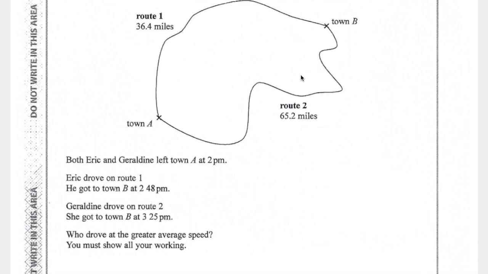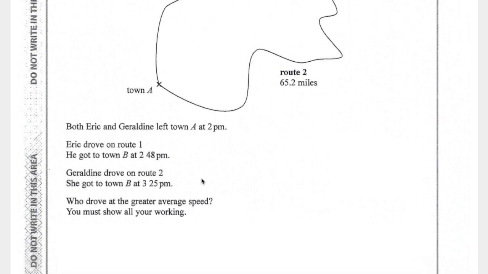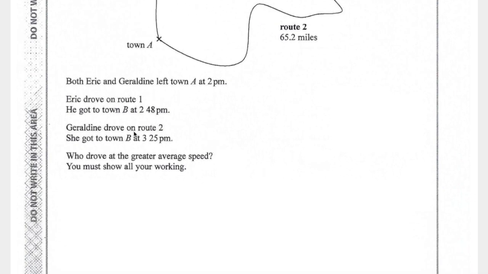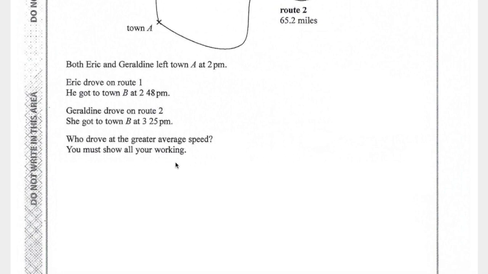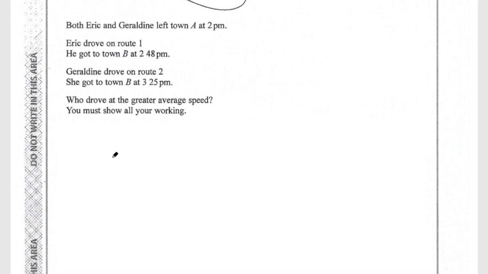So this is a speed, distance, time question, and we need to find the average speed of both Eric and Geraldine to decide who drove faster. So let's start with Eric, and the first thing we need to state is how long it took him. So Eric's time, well, he left at 2 and he arrived at 2:48 p.m., so it must be 48 minutes.